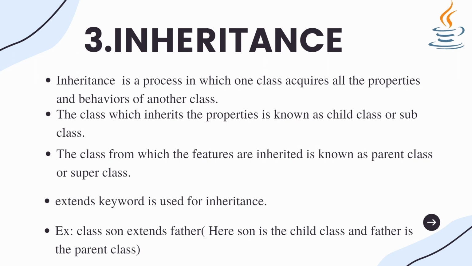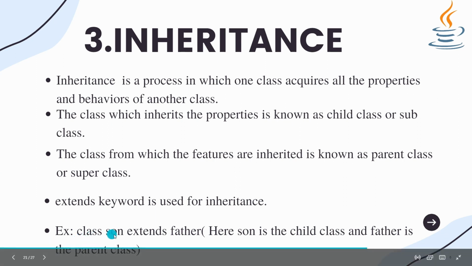The class which inherits the properties is known as the child class or subclass. The class from which the features are inherited is known as the parent class. If you want to inherit one class into another class, you have to use the extends keyword. Let's see how to implement inheritance. For example, if you want to inherit a father class into a son class, you have to create a class son and use the extends keyword with that.